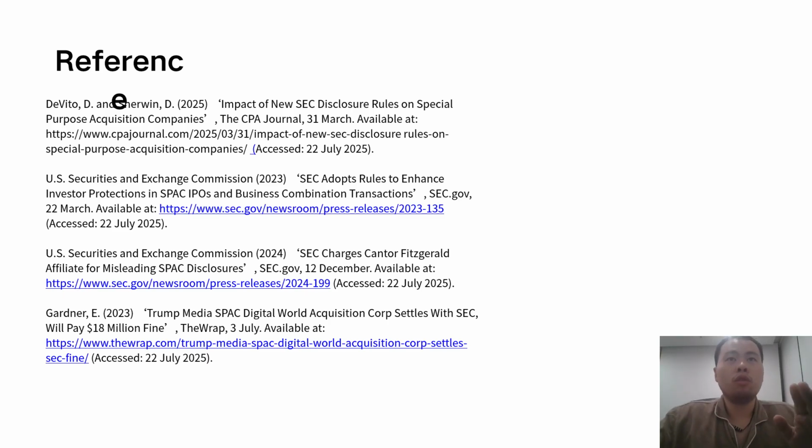Overall, the new rules effectively create a fair competitive environment, enhance the detail of projection information disclosure, and enable investors to have clear information to judge investments. Thank you, everyone.